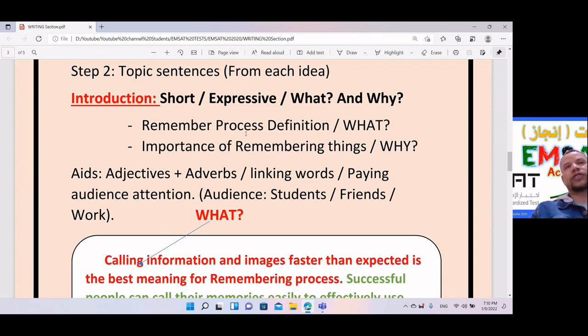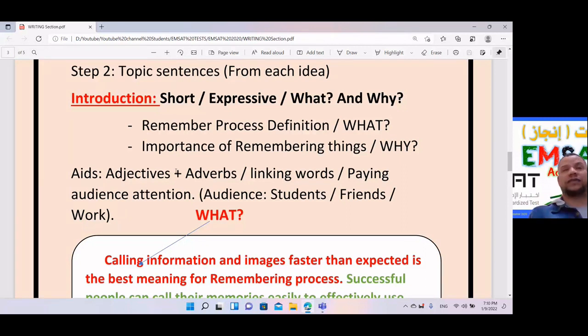Okay, let's go to the first one, the remembering process. Definition. That means you say, what is a remembering process? Answer this question. In the introduction, you have to mention the importance of remembering things. Why we have to remember important things. This is now benefits. I mean what and why, but not how. You cannot mention how in the introduction; it belongs in the ideas, the next paragraphs.